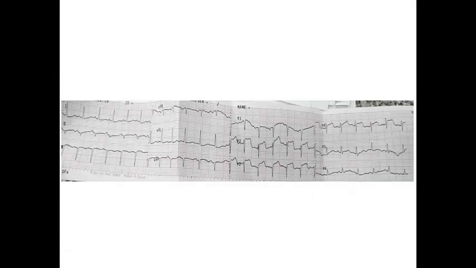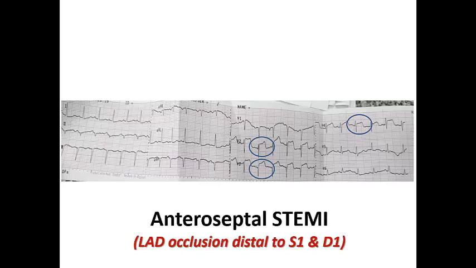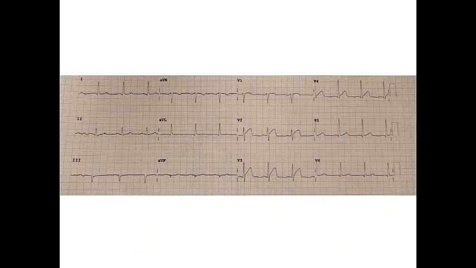So for example, in this ECG, we can see ST elevation from V2 to V4 and it is sparing V1 because septal perforator is not involved and there is no additional ST elevation in other leads or any reciprocal ST depression. So I can expect anteroseptal STEMI with LAD occlusion distal to S1 and diagonal 1. Another example, here we can see ST elevation from V2 to V4 sparing V1. No ST elevation in AVR, AVL, no reciprocal ST depression.